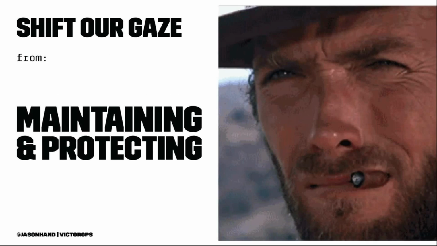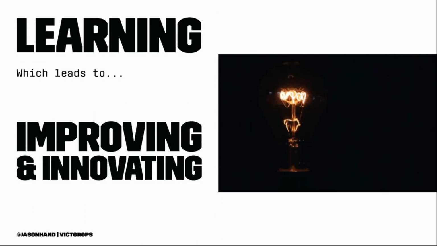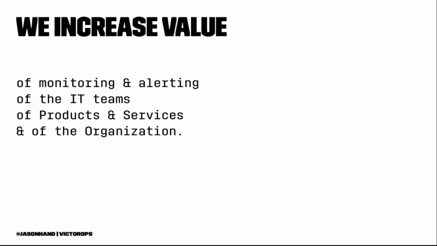So now you can see that we're starting to shift our gaze away from maintaining and protecting systems and more towards this idea of learning and innovating. Because of these efforts, we now are setting ourselves up to increase the value of the monitoring and alerting tools that we use. We're also increasing the value of our IT teams, the value of the products and the services that we're building and providing. And of course, we're increasing the value of the organization. And all because we moved our gaze away from prevention and prediction of failure and more towards learning from failure and understanding what we can do to not only learn but innovate and move forward.